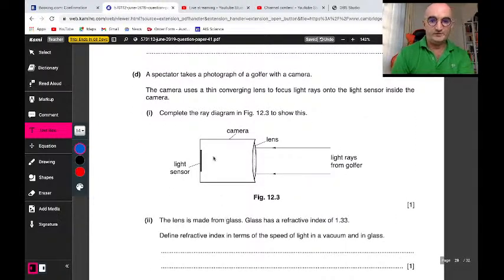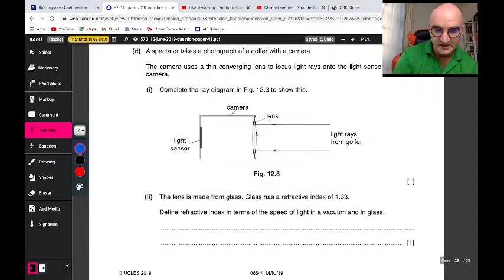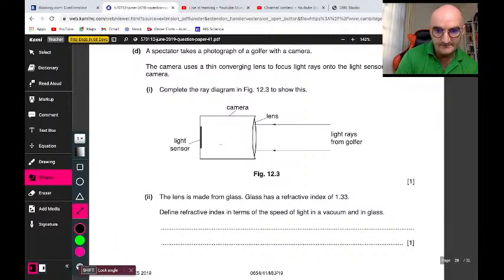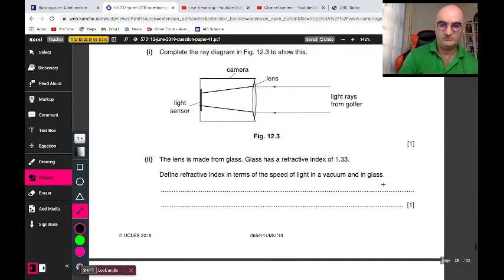Okay. This one, a thin converging lens is used to focus light onto the light sensor inside the camera. Complete the ray diagram in figure 12.3 to show this. So here we have the center of the lens. We were doing this the other day. Let's get a drawing, shapes, and let's have a line. Okay. So if this is going to focus onto here, we've got no idea where the principal focus is, but it's got to focus onto the light sensor here. It will be refracted and bent into here. So how many marks? Only one mark, a little bit stingy.